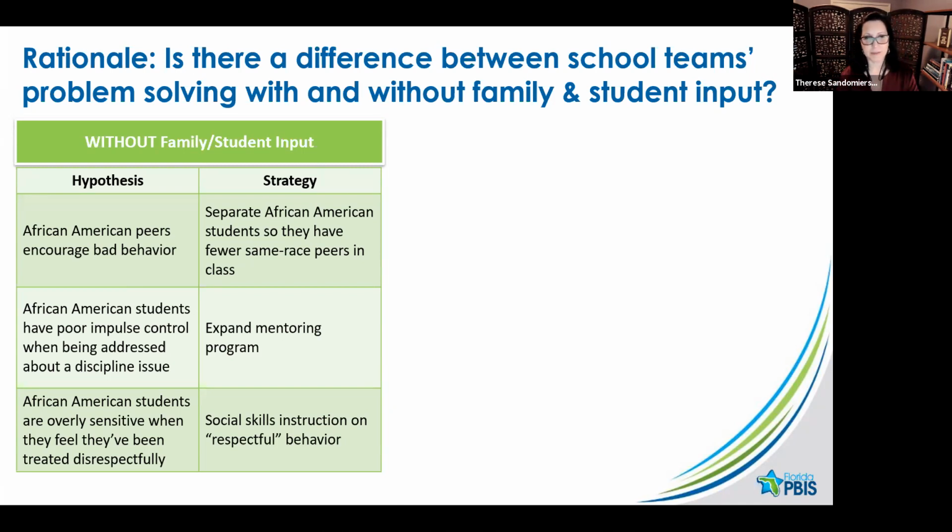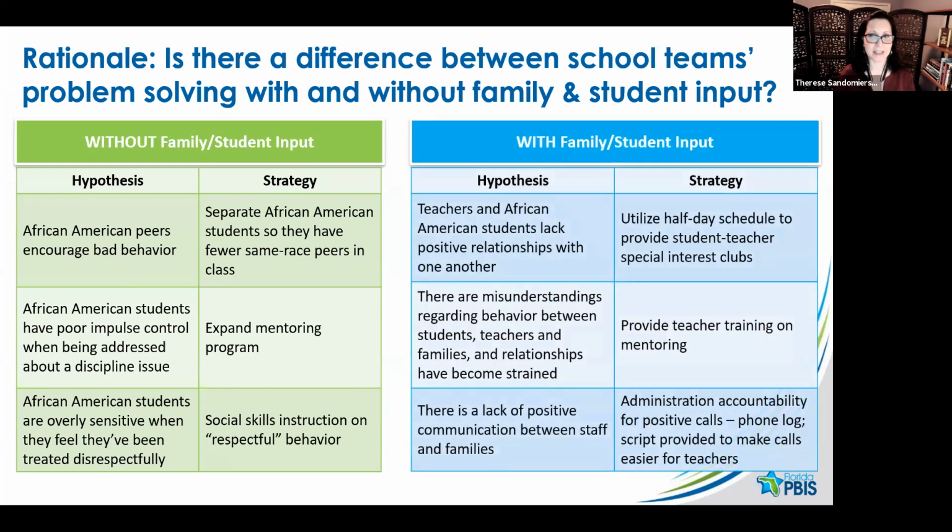So you can see the types of strategies that teams were coming up with, the types of reasons teams were coming up with to explain discipline disparities. A lot of these were very deficit-based, assuming that students had shortcomings in skills, assuming students were overly sensitive. And then a lot of the intervention strategies were aimed at fixing, quote unquote, fixing the students or remedying those perceived deficits. Once we started getting teams to include family and student input, that pretty much flipped completely.